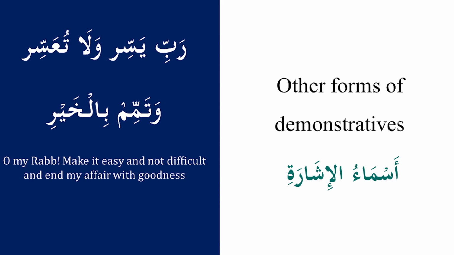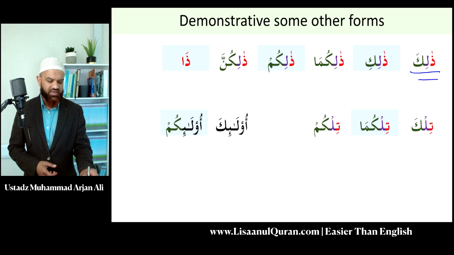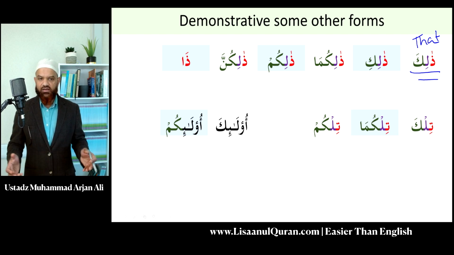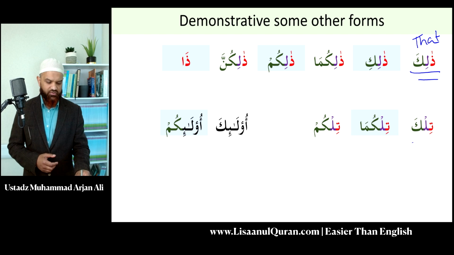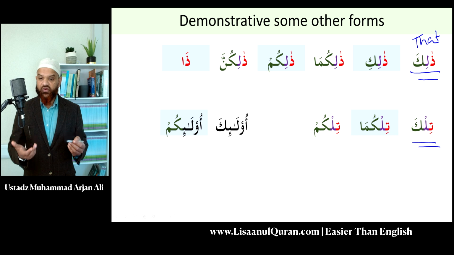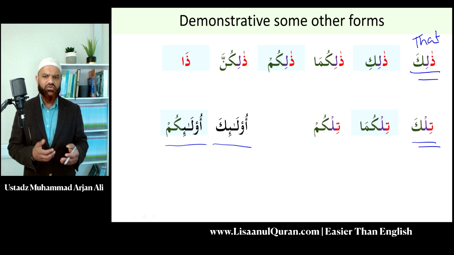Other forms of demonstratives used in the Quran. We've already seen the word dhalika, which we know means that, T-H-A-T. But in the Quran, you'll also find dhaliki, dhalikuma, dhalikum, dhalikunna, and dha. We'll also find tilka, which we already know, which means that, feminine. But you could also find tilkuma, tilkum. We have ulaika and we have ulaikum. Again, you can see there's some changes going on in the end.